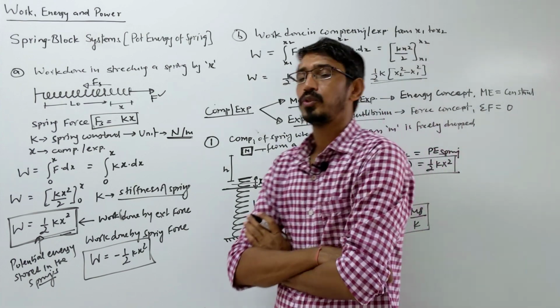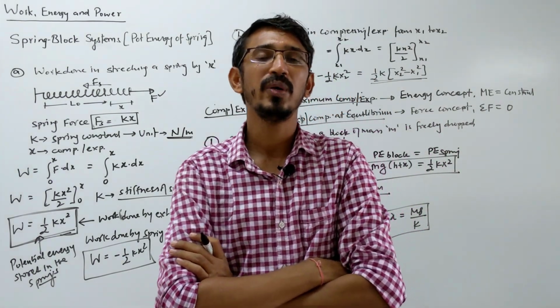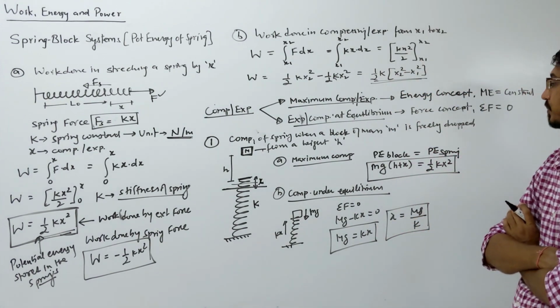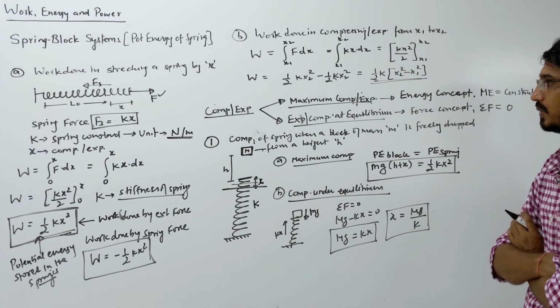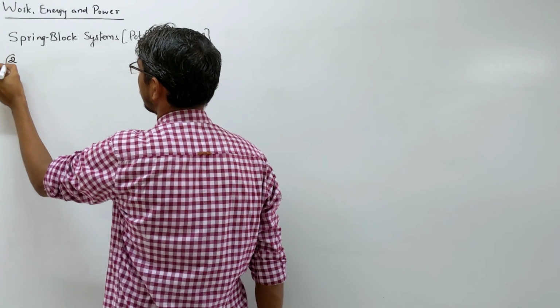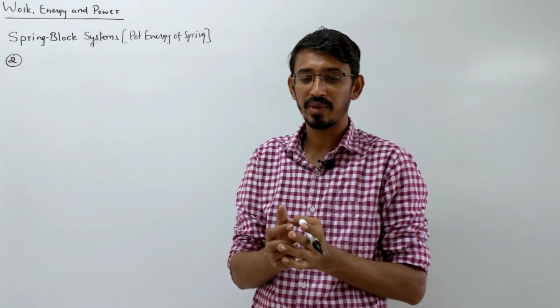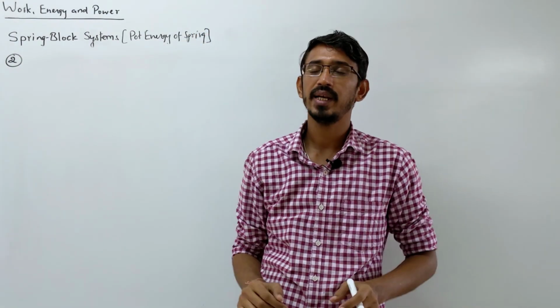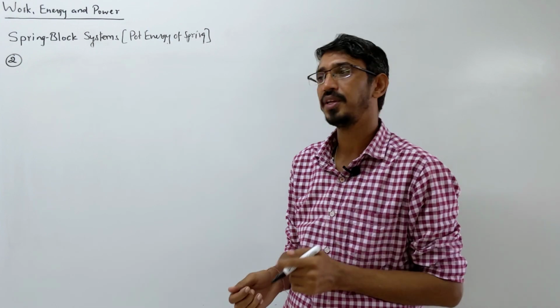Compression. Two ways: maximum compression or compression under equilibrium. Energy concept or force concept you have to write, right? Okay, we'll see more examples on this. Okay, let's see a second example like this. Vertical spring you have drawn. We have seen a ball or a mass dropped on a vertical spring, then they ask for maximum compression or compression under equilibrium.